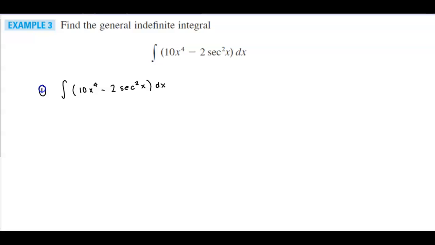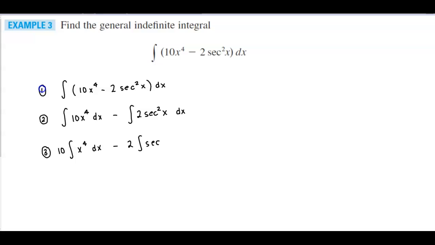And so now we're going to use our properties of our integrals. So this is subtraction, so we can now expand this with two integrals. So we're going to have the integral of 10x to the fourth, but we have to include the dx, minus, again, the integral of 2 secant squared x, and again, we have to include the dx. Okay, now we have a constant that we can factor out. So we can factor out the 10. So this is 10 times the integral of x to the fourth dx, minus we can factor out the 2 of the integral of secant squared x dx.